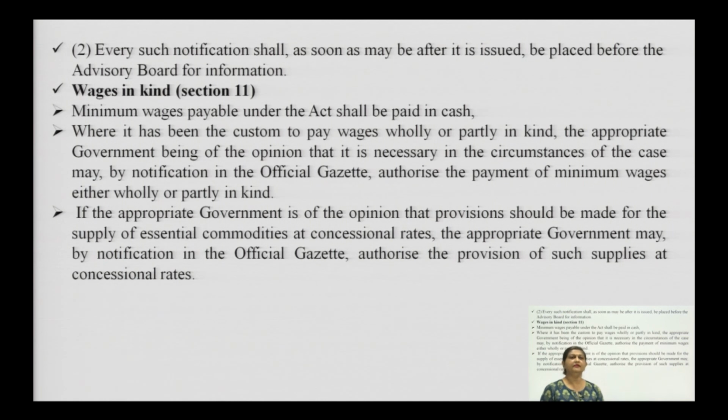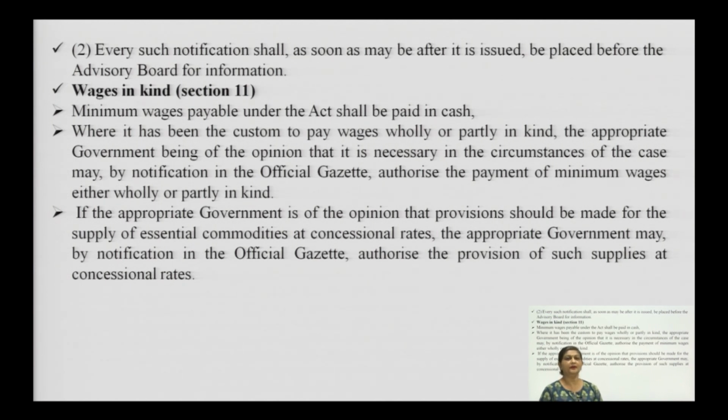Now, if we talk about minimum wages, they are payable in cash, as we had already studied in the Payment of Wages Act, that all payments will be done in cash. And if there is any custom of paying the wages wholly or partially in kind, the permission should be taken from the authorities.